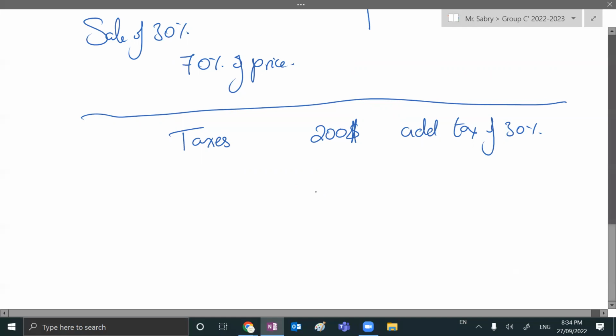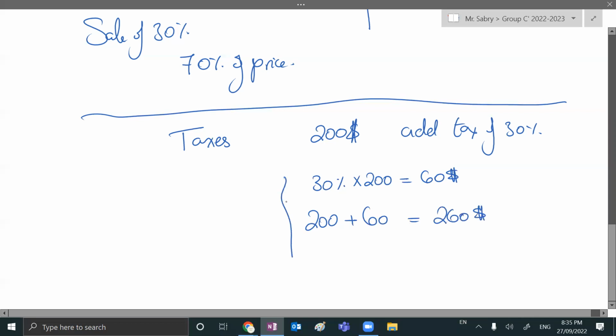30% times 200. Okay, and then whatever comes out, which is 60, is the tax, but not the price after taxes, right? So what's the price after taxes? It's the 200 plus the 60, and that would be $260, right? Now I told you a shorter way, Lojina, in the sale. Can you use the same way, but for the tax, in the addition?